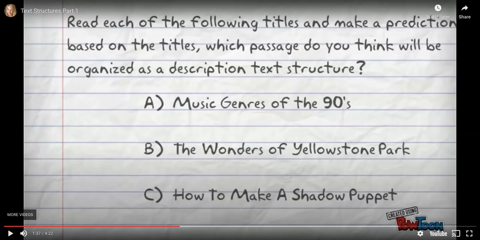If somebody was to give us a list of titles and ask us to choose one that we thought was organized as a descriptive text, which one would it be? Music genres of the 90s, The Wonders of Yellowstone Park, How to Make a Shadow Puppet. If you chose B, you're correct. The Wonders of Yellowstone Park, because we know that it's going to give us information on what they look like, maybe incorporating some photos, or maybe in their descriptive use of vocabulary.